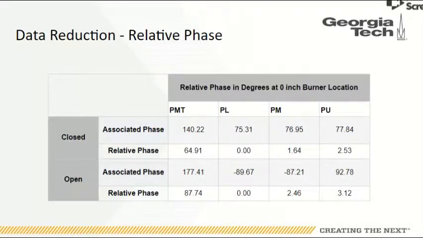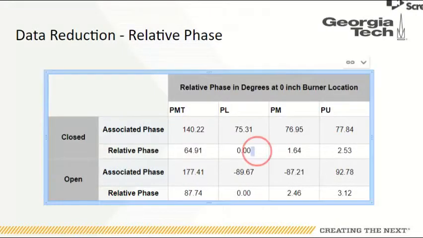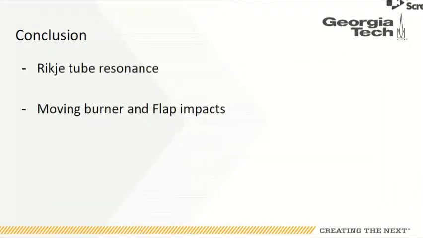Data reduction relative phase. This shows the relative phase in degrees at the 0-inch burner location, both with the valve open and with it closed. You can see the associated phase as well as the relative phase, which is taken in association to the PL value. This shows us how added heat creates resonance in a Rijke tube, and the more heat is added, the more resonance you're going to get, but also it depends on the height and the valve of the Rijke tube.